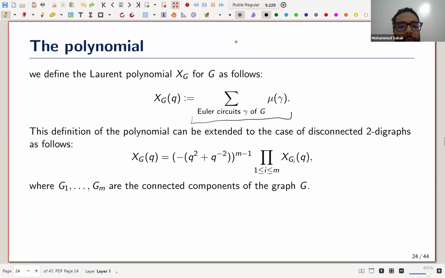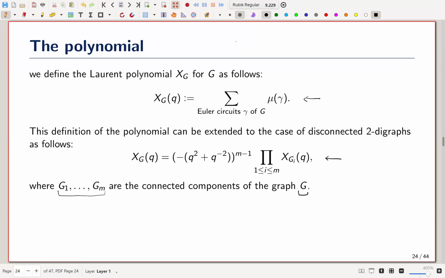So this definition here deals only with connected graphs. So here we extend the definition for non-connected or disconnected graphs. So if we have a graph G with connected component G1.